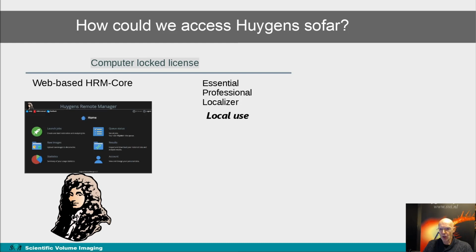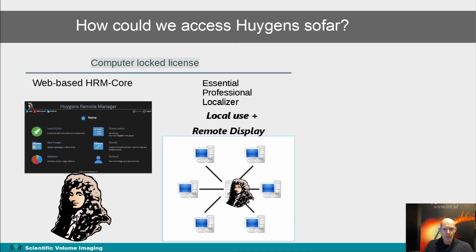Or maybe you're more familiar with image restoration and analysis using Essential, Professional and Localizer running on a local computer. It has always been possible to use a Huygens license with many users within the same local network via remote display.